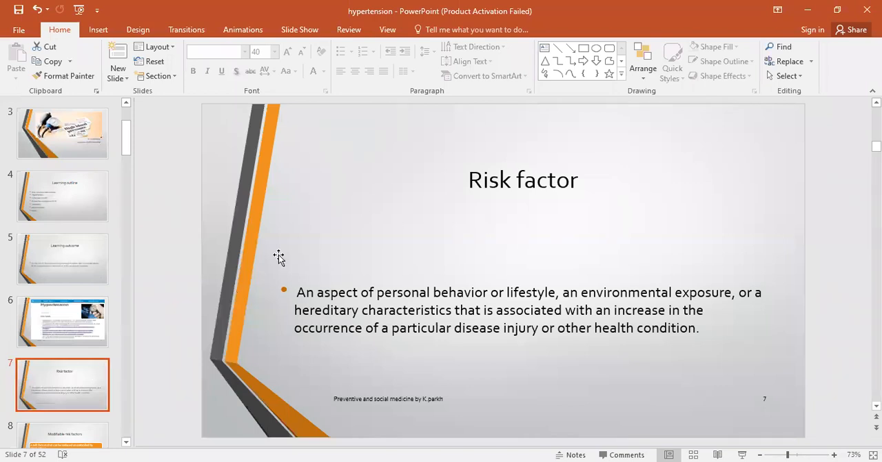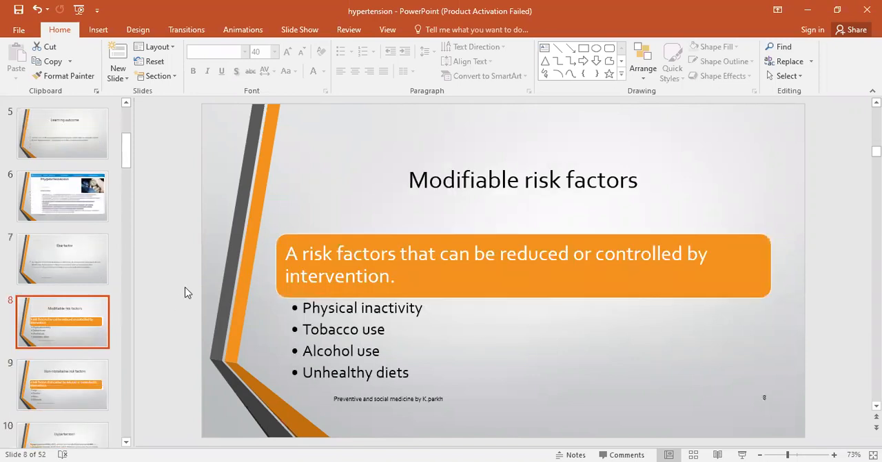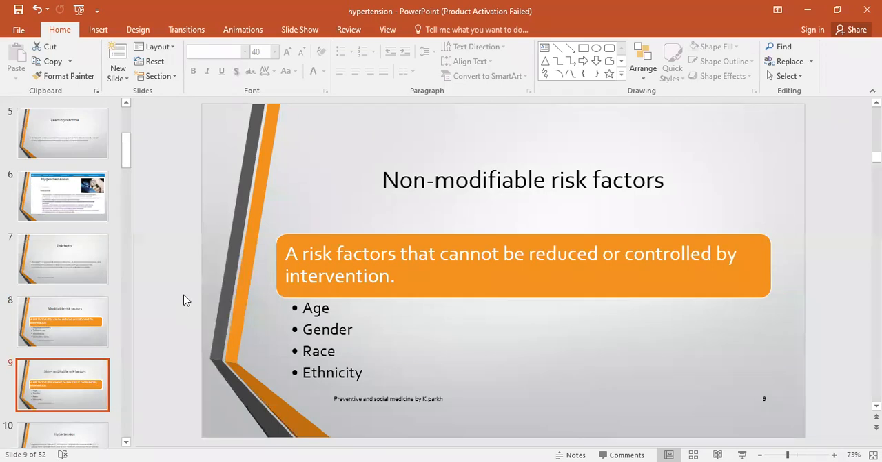Now, what are the risk factors for hypertension? A risk factor is an aspect of personal behavior or lifestyle, environmental exposure, or a hereditary characteristic that is associated with an increase in the occurrence of a particular disease, injury, or other health condition. There are two types of risk factors for hypertensive disease. Modifiable risk factors can be reduced or controlled by intervention: physical inactivity, tobacco use, alcohol use, or unhealthy diet. Non-modifiable risk factors cannot be reduced or controlled by intervention, and these are age, gender, race, and ethnicity.